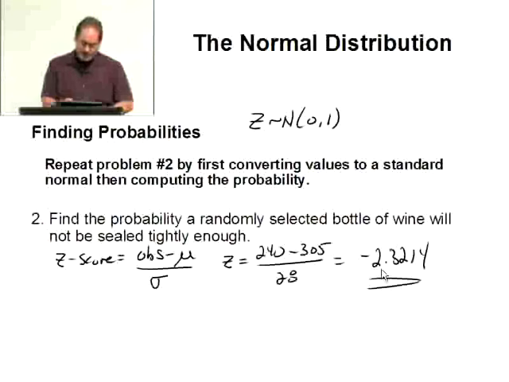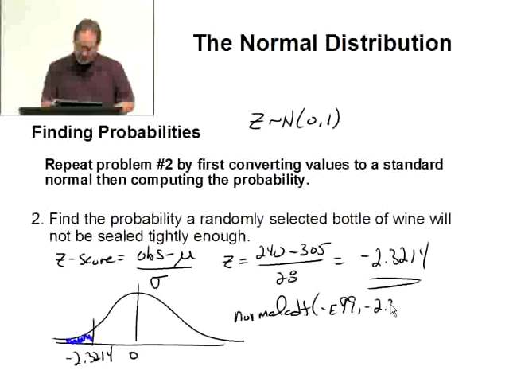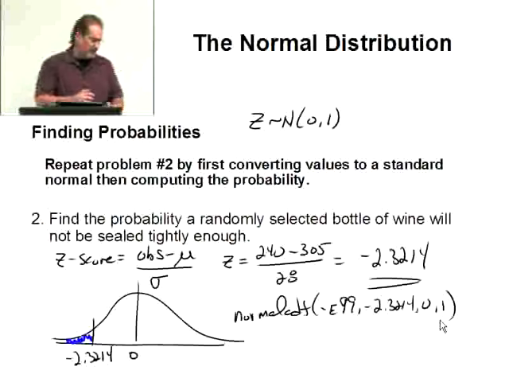Okay, so if I draw my picture, what's the mean? It's 0. It's a standard normal. Where am I looking for? Negative 2.3214. I'm looking for this area right here. So I would use normal CDF. Lower bound is negative E99, negative infinity, up to negative 2.3214, mean 0, standard deviation is 1. Let's go to the calculator and see if that actually works out.